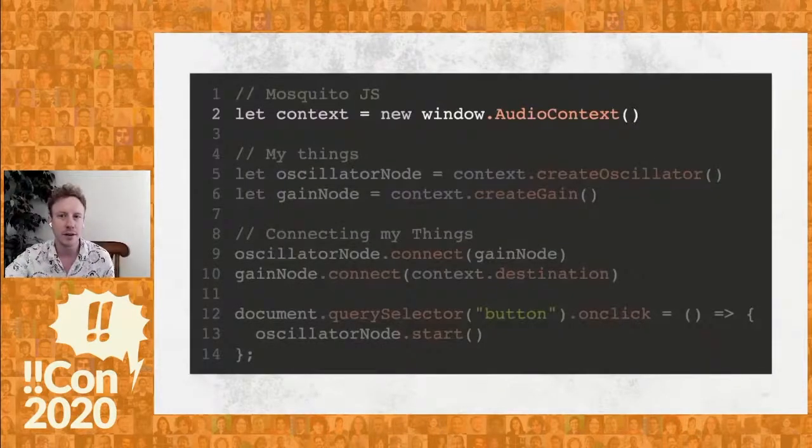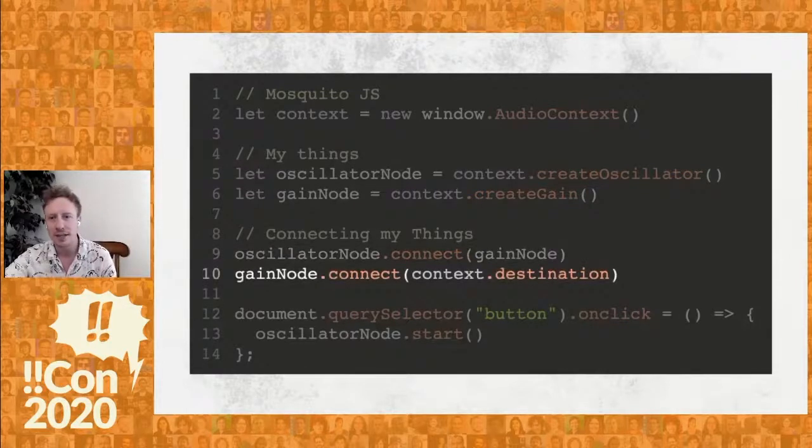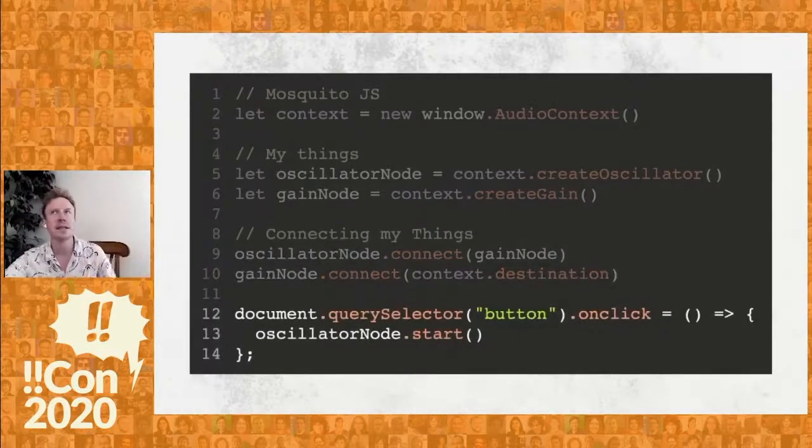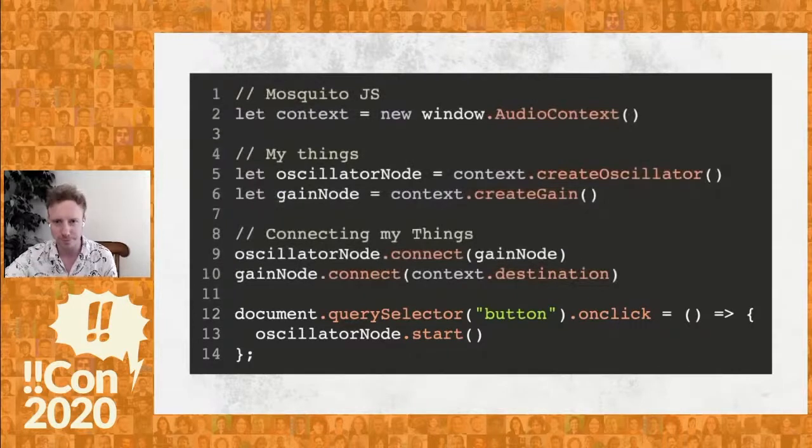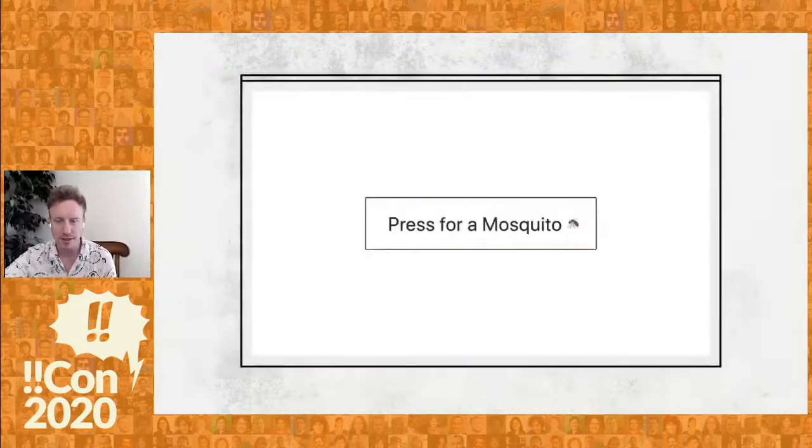So in my code, I would have the context. I'd be creating an oscillator node. You can see that it comes from that web audio context. I'd be creating a gain node. And then I would be connecting my gain node to the oscillator node, and I'd be connecting the context destination, which is the output, the speakers, to the gain node. And then I also have to add a button in because back in the day, we allowed playing audio, and the world ruined it for everyone. So this would be my Mosquito at the start, and this would sound exactly like this.